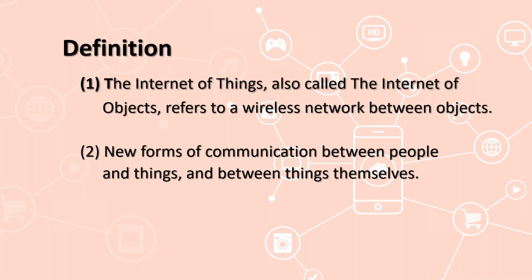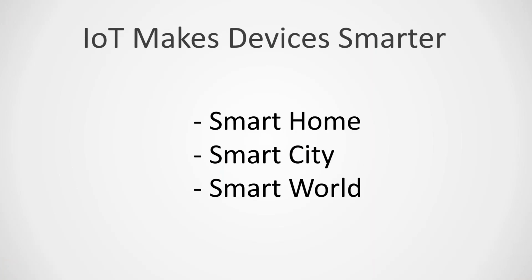So we can also say it is a new form of communication between people and things, and between things themselves. It is a kind of new communication technology so that different physical devices can communicate with other physical devices and also with humans, and easily share data. So IoT makes devices smarter. When we say we are implementing IoT, we are converting our normal physical device into a smart device.